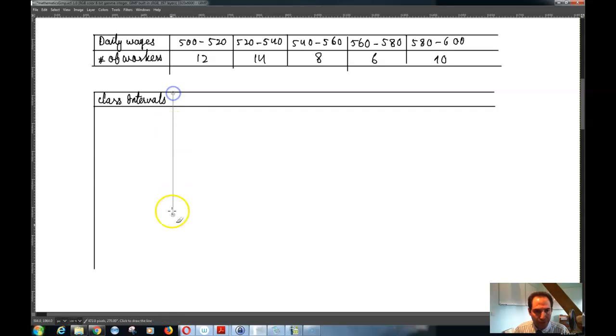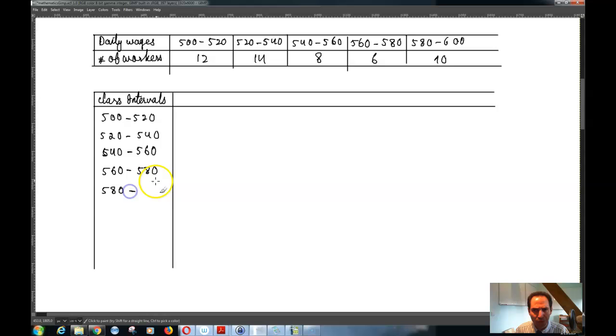So I can write, for example, 500 to 520. I have 520 to 540. I have 540 to 560. I have 560 to 580, and I have 580 to 600.